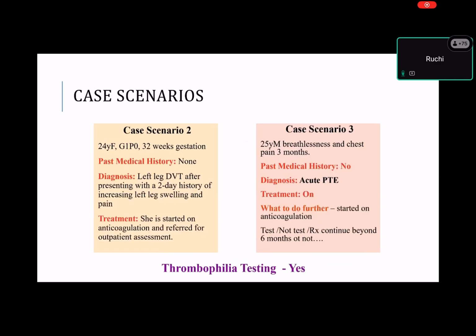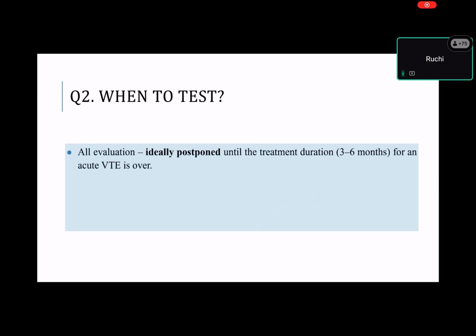So that helps us to solve case scenario 2 and case scenario 3 में हमें thrombophilia testing करनी है. तो टेस्टिंग तो करनी है. अब नेक्स्ट क्वेश्चन है कि हमें क्या टेस्ट करना है और कब टेस्ट करना है. So when to test? Ideally, all evaluations should be postponed after 3 to 6 months of an acute VTE, or when this acute management of the acute VTE is over.